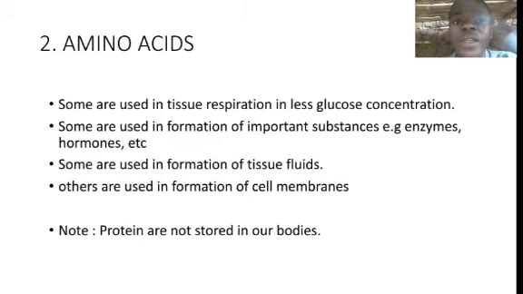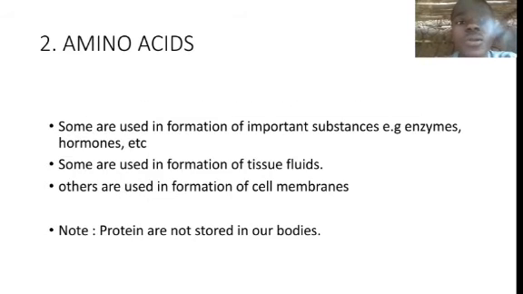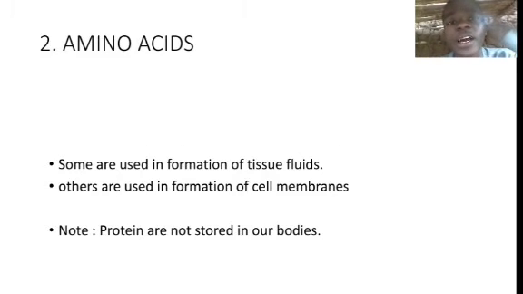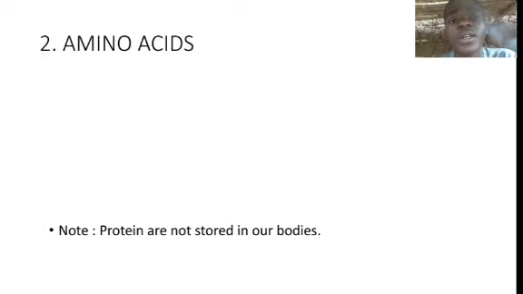Also, some are used in formation of important substances, e.g. enzymes and hormones. As you have looked at, enzymes are made up of proteins, and amino acids are the end product of proteins. So they are used in formation of important substances such as enzymes. Then they are used in formation of tissue fluids, and others are used in formation of the cell membranes.